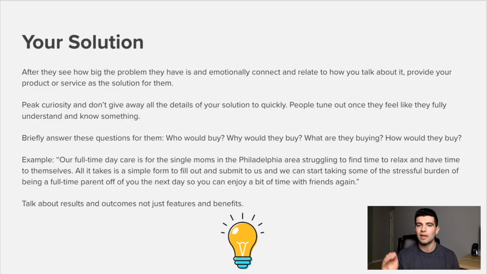Just be concise. You're talking about results and outcomes, not just features and benefits. If you just talk about features and benefits, that's a bore. People don't really care until they've made the purchase or they're heavily considering purchasing your product. Features and benefits are only like 5% of the equation for most people, because people make buying decisions emotionally and they rationalize with logic. So talk about the results and outcomes, and I did that there.